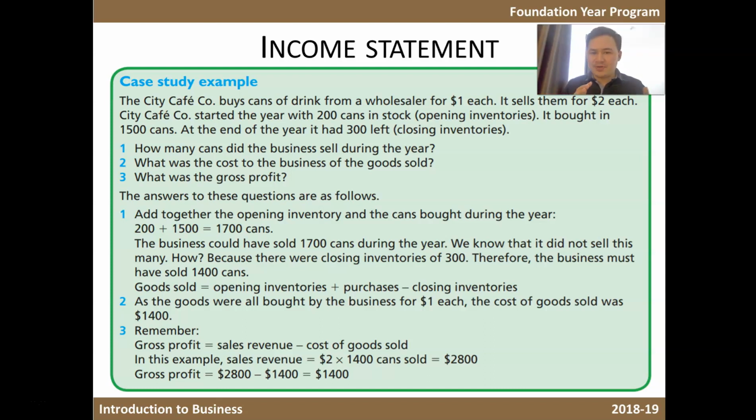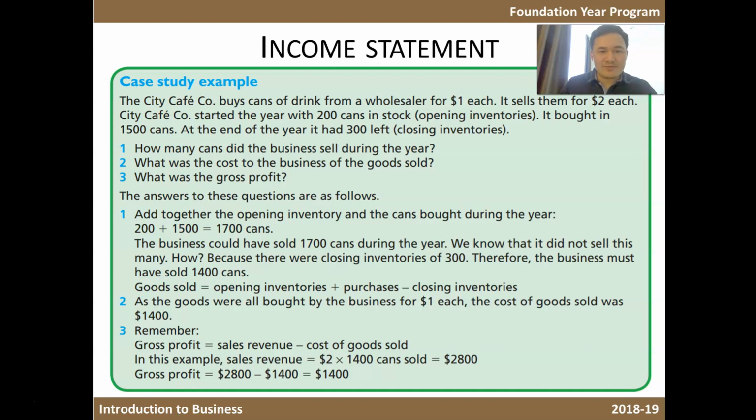Now, this is a pretty basic example. This is a pretty simple example, and let's discuss it quite quickly. Now, how many cans did the business sell during the year? I think you can work it out. So we began with 200 plus 1,500, and then we were left over with 300. That means we were able to sell 1,400 cans, isn't it?